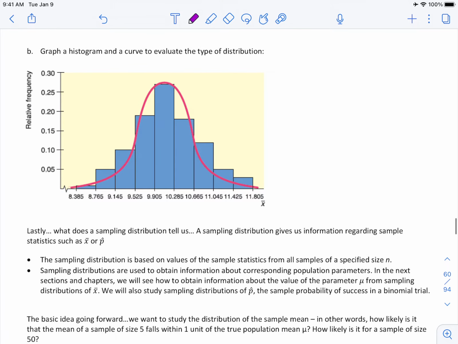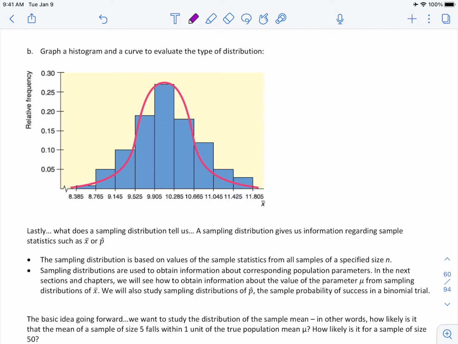A sampling distribution gives us information regarding sample statistics such as X bar, which is the sample mean, or P hat, which is the sample proportion. The sampling distribution is based on values of the sample statistics from all samples of a specified size n. Sampling distributions are used to obtain information about corresponding population parameters.